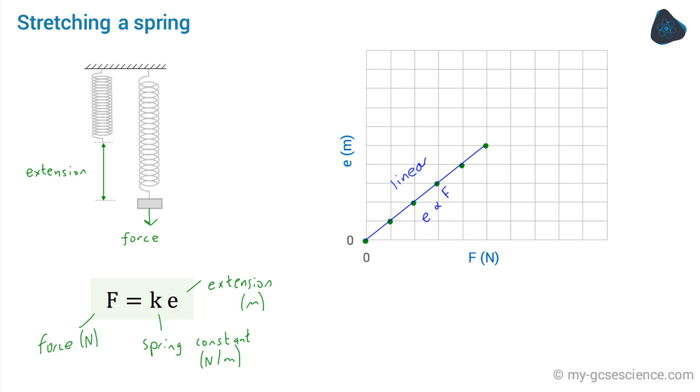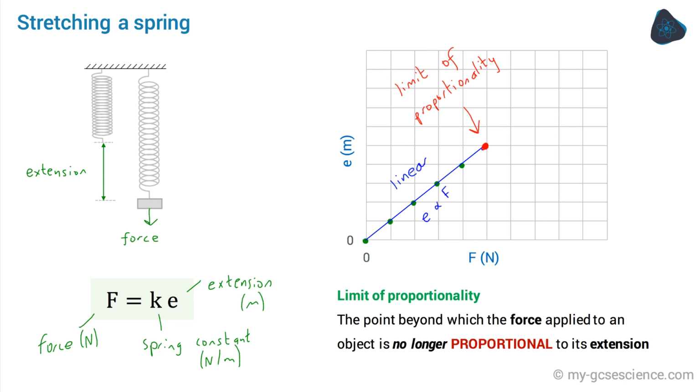That all might seem a bit too perfect, and the troublemakers among you might be wondering what happens if we keep adding more masses to the spring. Beyond a certain point, which is called the limit of proportionality, our nice graph will stop being a straight line. Because of this, we can say that this part of the graph is non-linear.